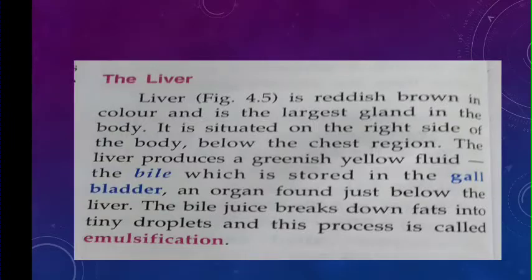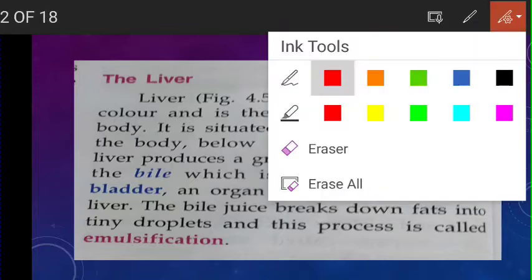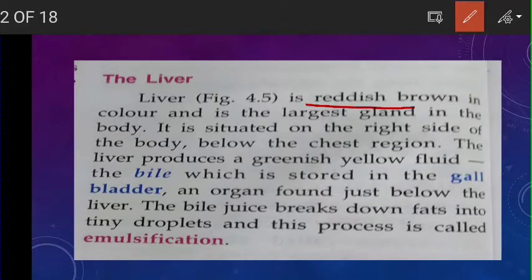So the next topic that I am going to discuss is the liver. You know that the liver is reddish brown in color. Clear? The color of liver is what? Reddish brown. And it is the largest gland in the body. So if the question is which one is the largest gland in the body, your answer will be liver. Liver is situated on the right side of the body. Clear? Where? On the right side, below the chest region.